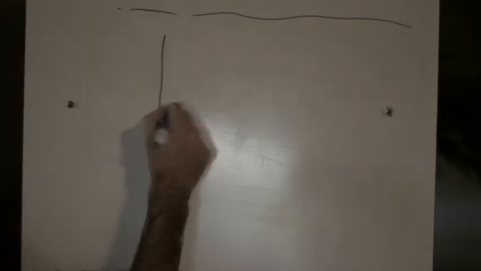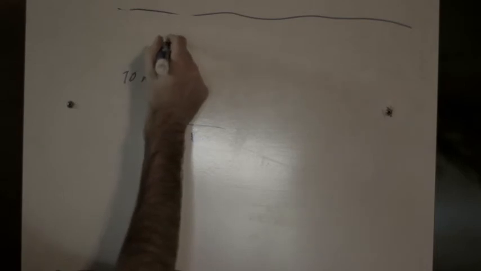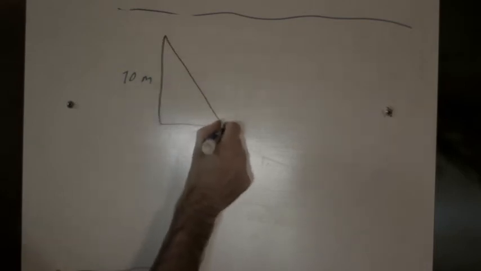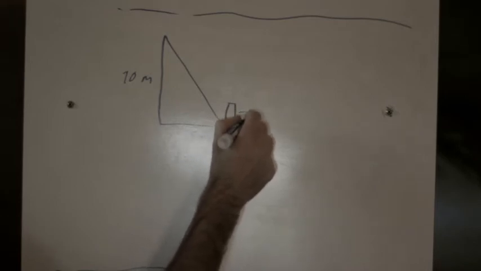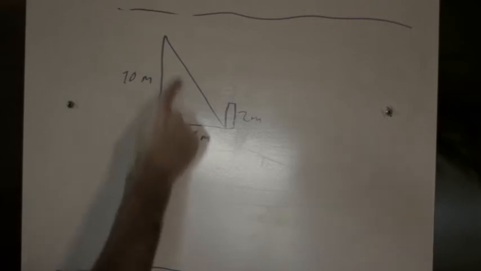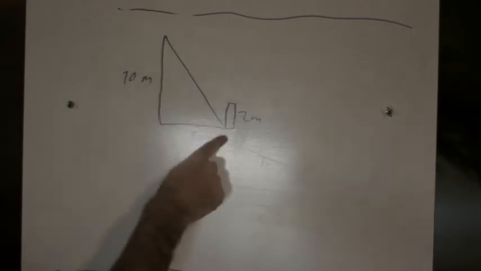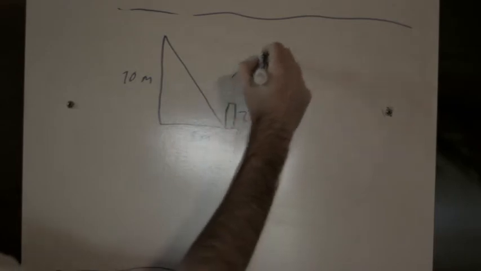This wall here, say this is the wall, it is 10 meters high. And then we know it is 8 meters to the door. This is the door. This is 2 meters high. So what we need to find out is the angle that the arrow will enter the door, because we know that the arrow will fly like this.